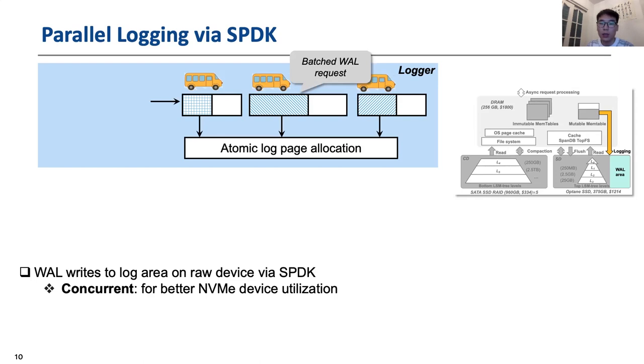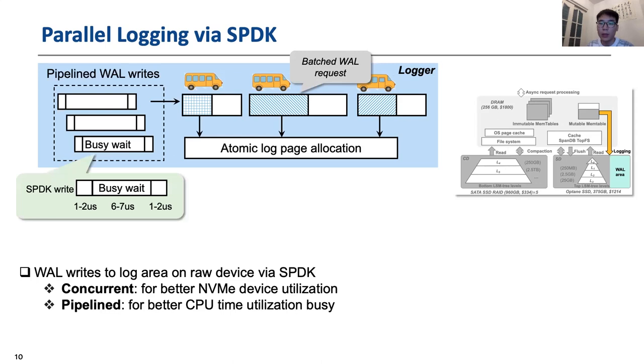Second, each logger issues multiple pipelined write requests, as each small SPDK request spends the bulk of its 10 microseconds latency spinning. By maintaining several outstanding writes, we minimize the number of cores assigned as loggers. In fact, we found that with current NVMe SSDs, like Optane, one or two such loggers, each issuing 3 to 4 concurrent writes, can saturate the SSD's write bandwidth.